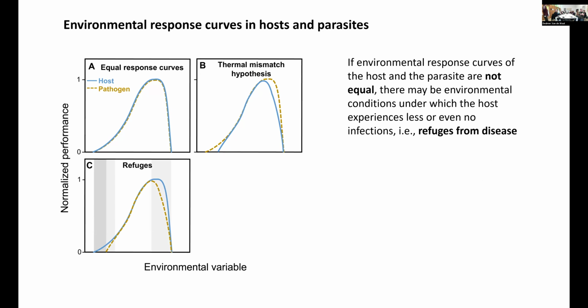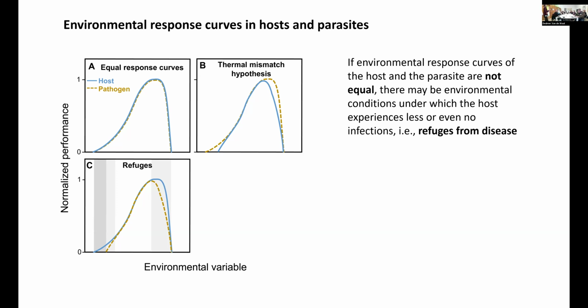What we observed in the chytrids often is actually the opposite, that the chytrid has a narrower tolerance range than the host, which gets these interesting refuges of environmental conditions where the host can survive, but the parasite is dead or inactive.